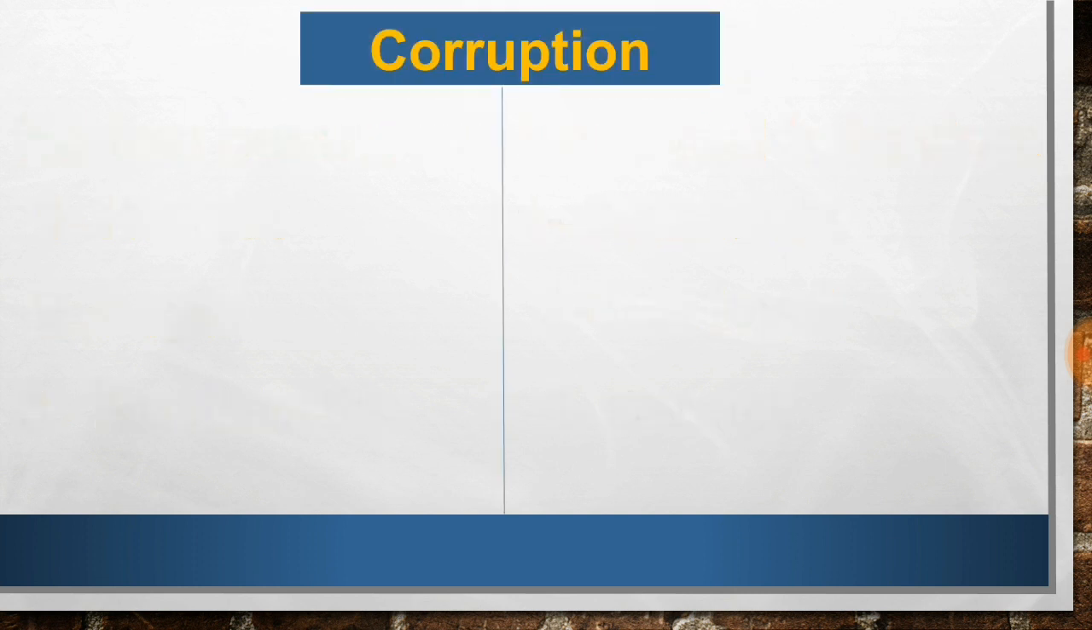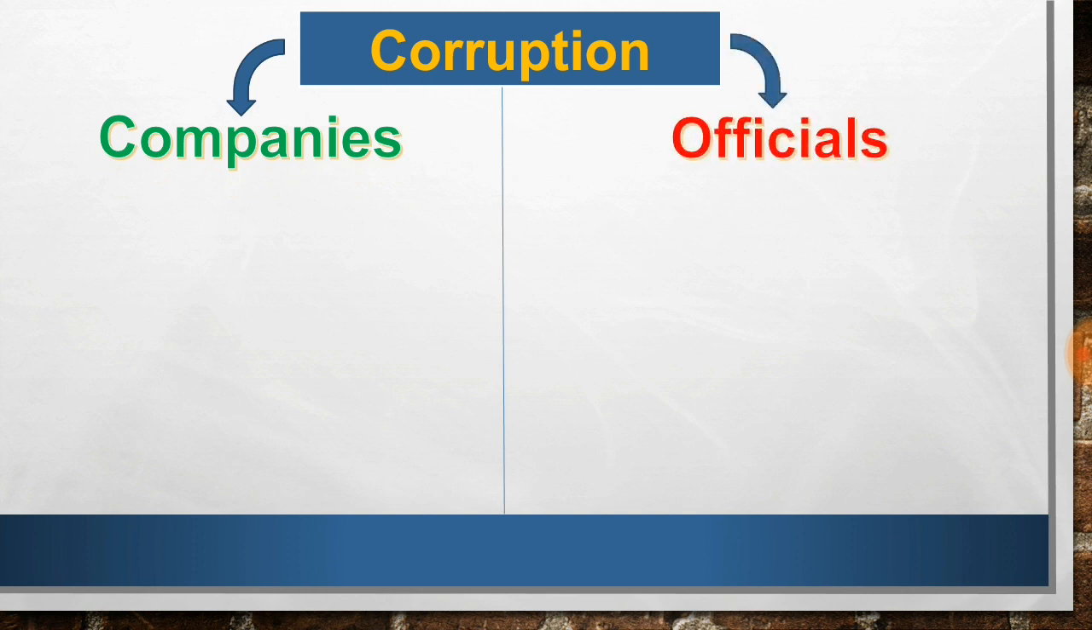Now, we move on to corruption. So, after this introduction, you have figured out that corruption concerns two entities. We can divide corruption into corruption that concerns companies and businesses and corruption that concerns officials, namely managers and employees. So we are going to see some examples of corruption that involves companies.